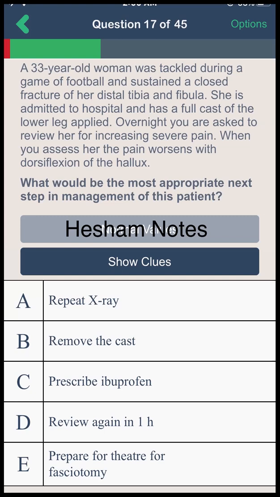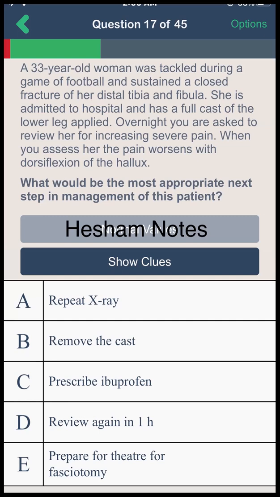I think the patient may develop compartment syndrome. That's why there is so much pain. To remove the cast would be the next immediate management. Then prepare for fasciotomy. Yes, this patient has compartment syndrome.